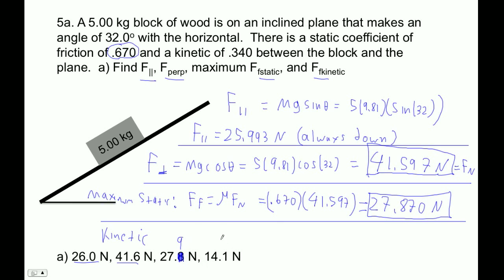So kinetic friction is going to be mu times the normal force. We just use this guy here, and this one is going to be a player in our F equals ma. So 0.34 times our same thing, 41.597. This perpendicular force is what we use for the normal force on these things. Alpha B is where I stored that, times 0.34. I get 14.143.